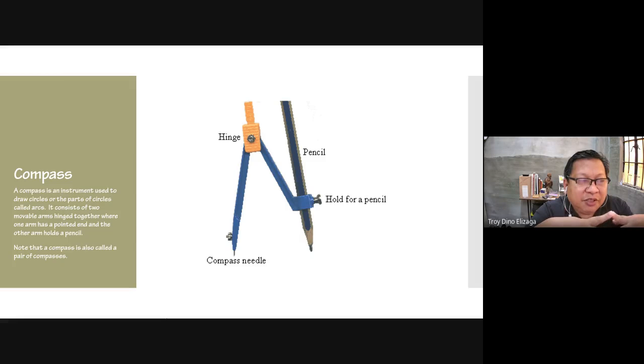So let me just read this. A compass is an instrument used to draw circles or the parts of circles called arcs. It consists of two movable arms hinged together where one arm has a pointed end and the other arm holds a pencil. So note that the compass is also called a pair of compasses. Okay, so these are one of those peculiar English terms where you have, like, trousers, no, a pair of trousers, so a pair of compasses. So that's a proper way for referring to a compass in English.